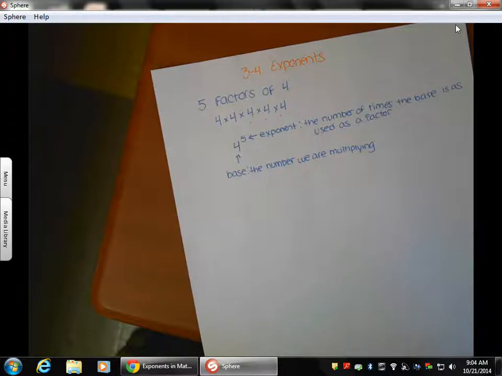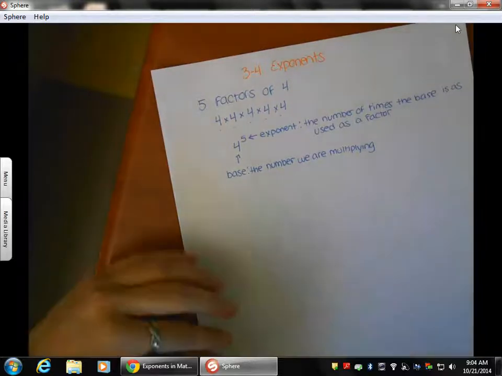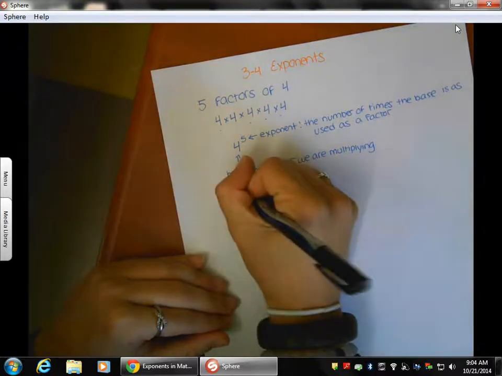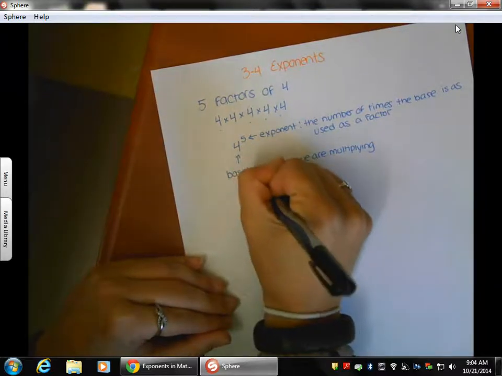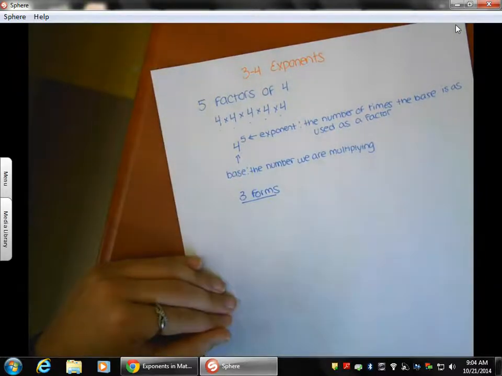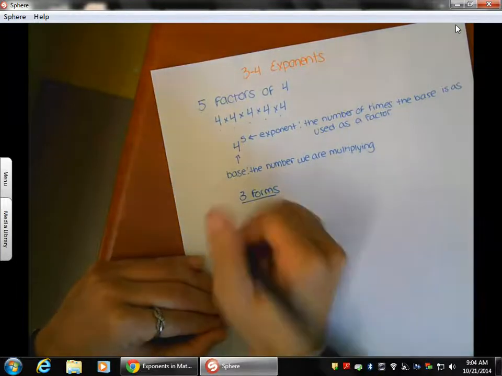So the first two things we learned: what an exponent is, which is the number of times the base is used as a factor. We learned what the base is. The base is the number that we are working with and that we are multiplying. Okay? Just like with addition and subtraction, we do have 3 forms when we deal with exponents. These are going to sound really familiar to you, some of them. These 3 forms that we can write out our numbers. Our first form is our expanded form.